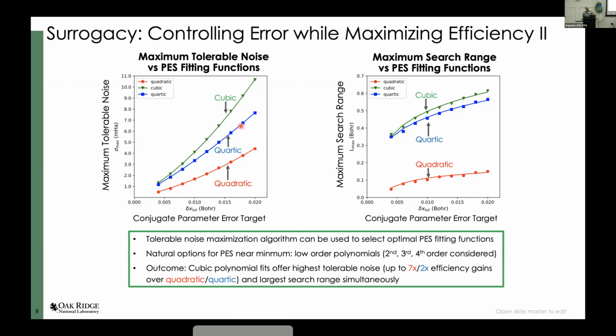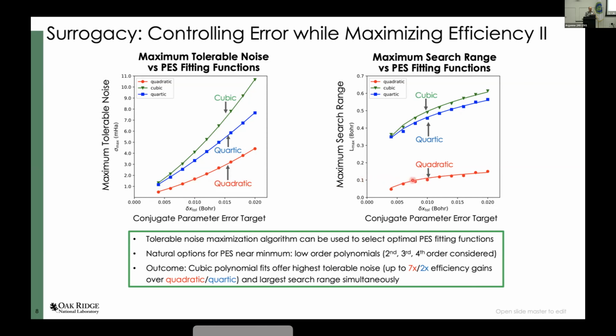You can also use the same approach to optimize what type of function you should fit along each line. So here I'm just showing some results for cubic, quartic, and quadratic functions in terms of the maximum tolerable noise and in terms of the maximum search range that you can get. So you imagine if you just chose, well, let's just fit quadratics along each search direction. Well, you can't tolerate very much noise, right? So this is a parameter target. This is your target that you want, say 0.01 Bohr. You can only tolerate this much noise using a quadratic.